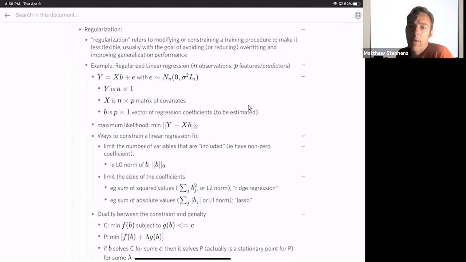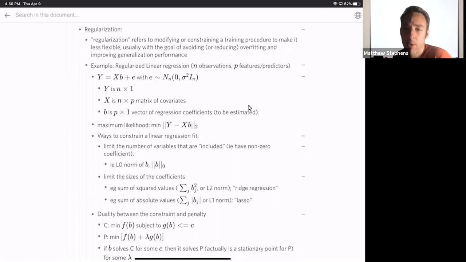Okay, so now I want to talk to you about regularization. We've talked about overfitting, and regularization is a way of modifying or constraining a training procedure to make it less flexible, with the goal of avoiding or reducing overfitting, and in so doing, potentially improving generalization performance. So the idea is that sometimes we can modify a given procedure to make it effectively less flexible. Okay. So that's one way of thinking about it.